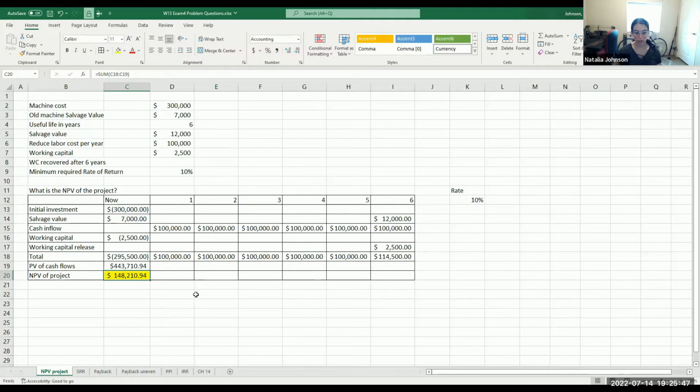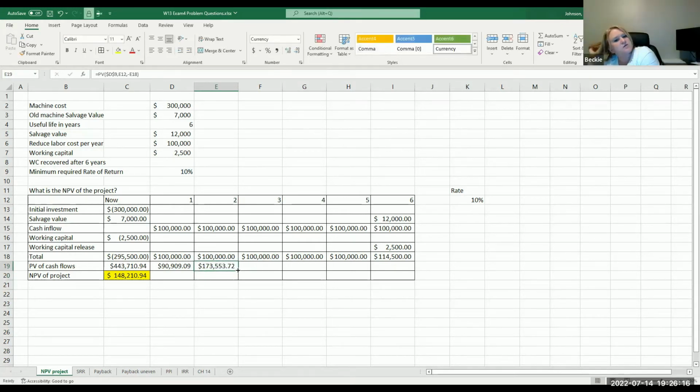The other thing that you can do, but it takes longer, is you can do the present value formula with the rate, the year, and then the payment, I think in negative. And then you do the same for the second year: present value, rate, the year, and the payment in negative.